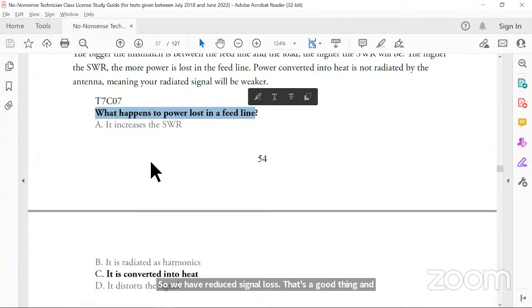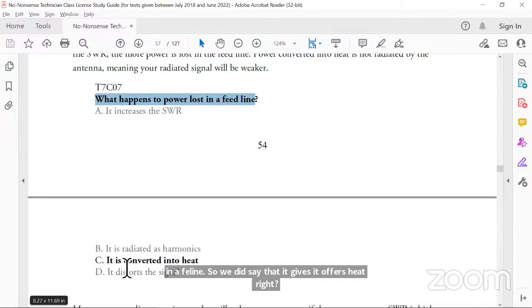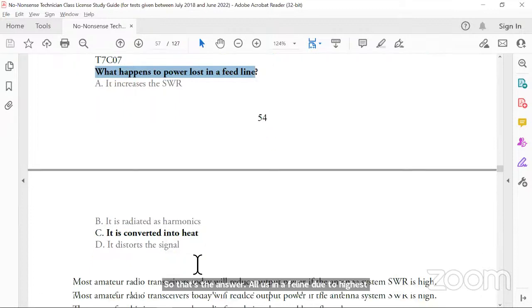Next question in the question pool. What happens to power lost in a feed line? So we did say that it offers heat. So that's the answer. Power loss in a feed line due to high SWR is converted into heat.